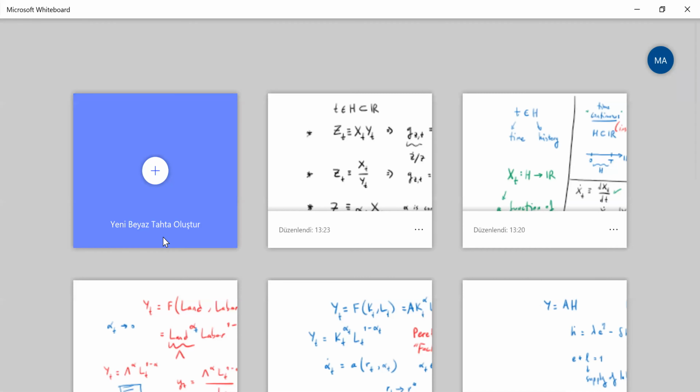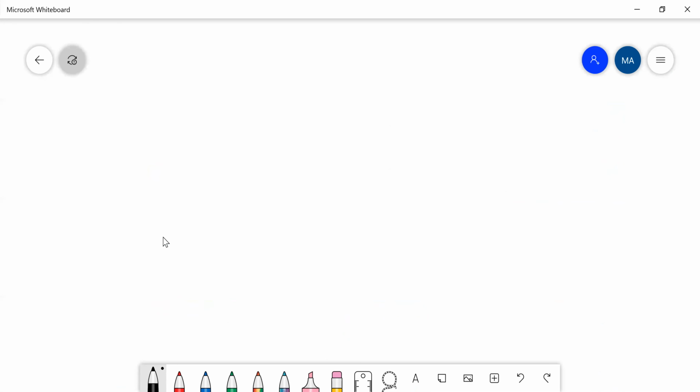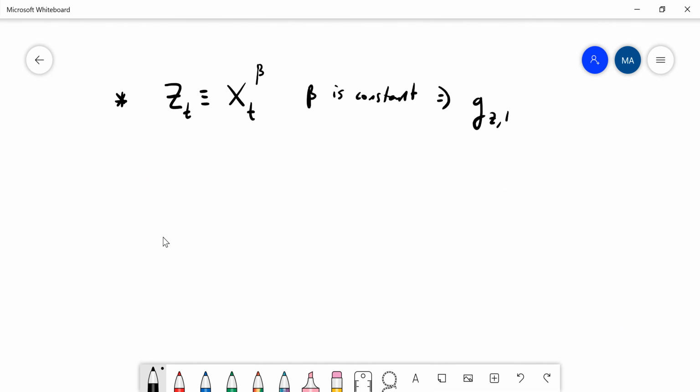So let me continue then. There's another simple rule that we frequently use, and it's like that. Suppose that you define z in the following way. It's an exponential function of x, right? So it's a power function of x. Suppose that this exponent is beta, all right, where beta is a constant. Okay. Now in this case, the growth rate of z(t) is beta times the growth rate of x(t).